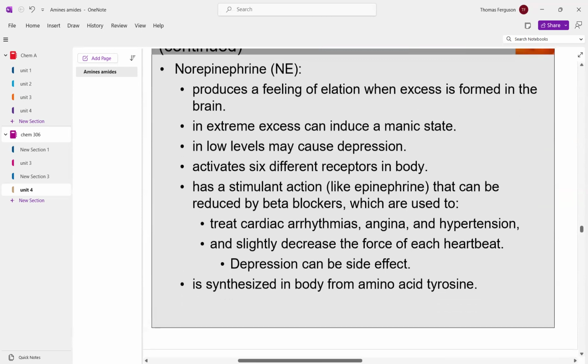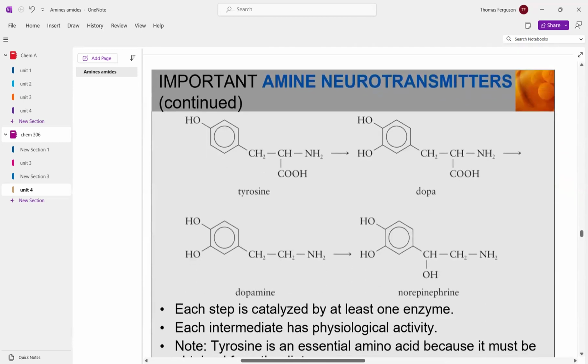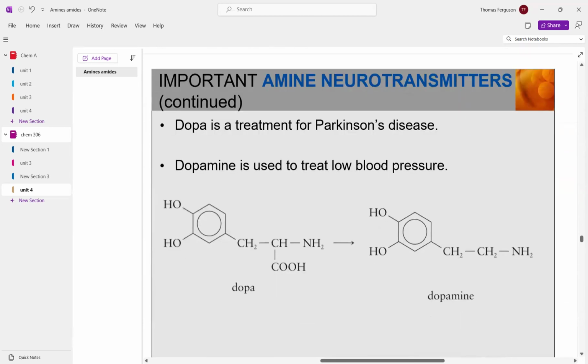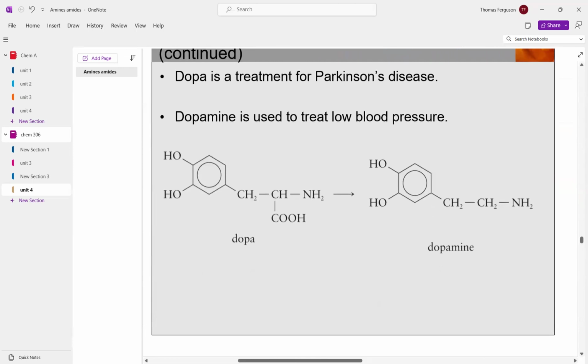Now, I don't want you to know these. I want you to know that they exist. I don't want you, for example, to memorize dopamine. I want you to memorize choline and acetylcholine. Those are the only two. But a lot of these others, dopamine, you've probably heard of dopamine. There's a lot of things that increase dopamine, which is a sense of well-being.